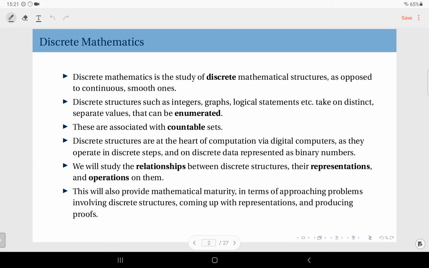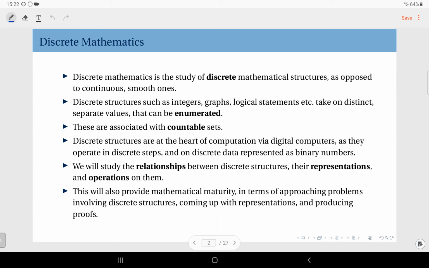Okay, so discrete structures are usually associated with countable sets. This is going to be one of the focus points of some upcoming lectures, but a very good way to define a discrete mathematical object is pointing out that it can be described as a countable set.